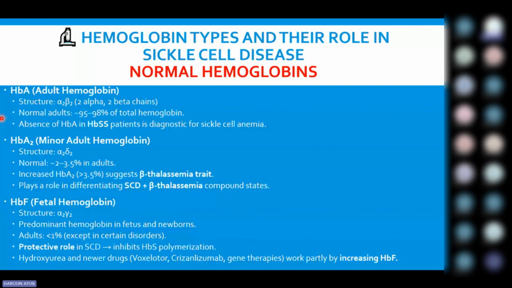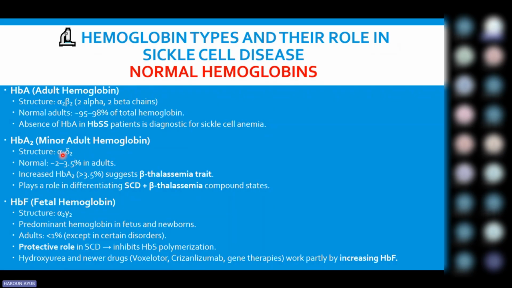So as we have said, the adult hemoglobin HbA will consist of 2 alpha and 2 beta globin chains. The normal representation will be between 95 to 98%, while the other percentage will be represented as HbA2, the minor adult hemoglobin. So the structure is alpha 2 delta 2, normal 2 to 3.5%. This also forms part of the report. In case this particular number is changed, it will give us issues to do with beta thalassemia.